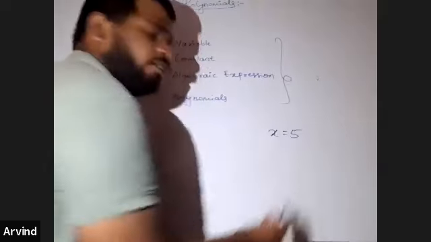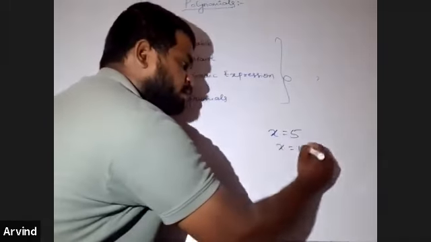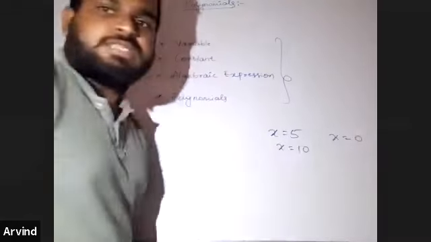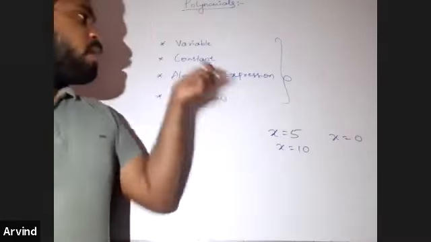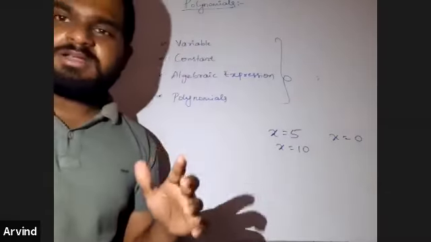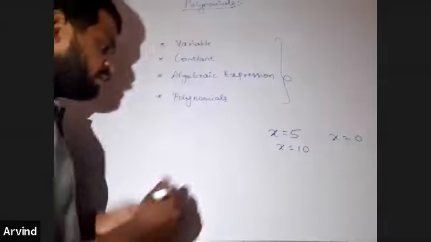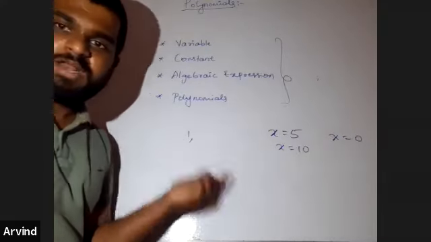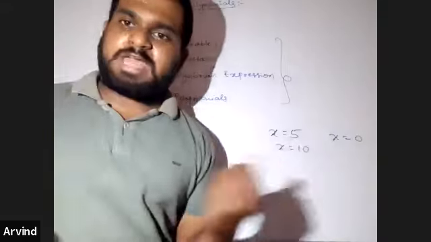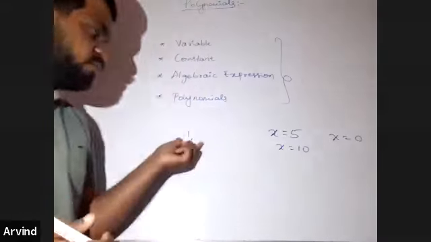I can take it as 5, or you can take it as 10. Some other guy can take it as 0. It's their wish. The values are not fixed. So we call it as what? Variable. And the name itself indicates constant. The value is fixed. For example, the numbers. What is this? It is called as 1. The value of it is known as 1. It is 1 for me and 1 for the entire universe. It doesn't change. Its value is fixed.